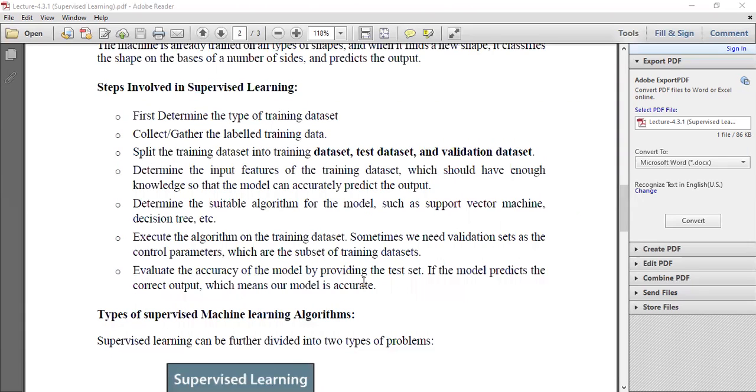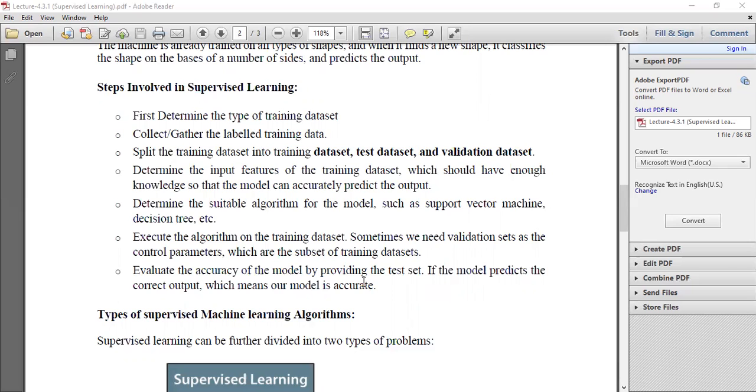So what are the steps involved in supervised learning? First, what will you do? First, determine the type of training data set. Then collect or gather the labeled training data.